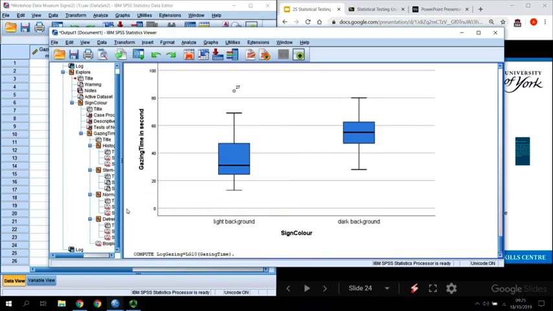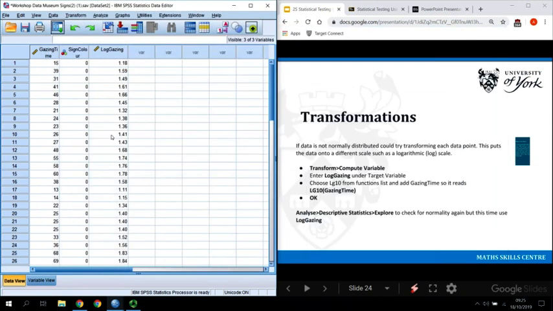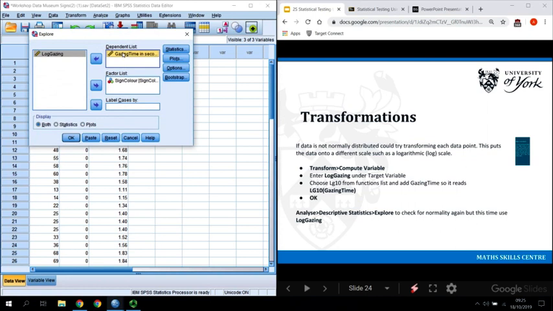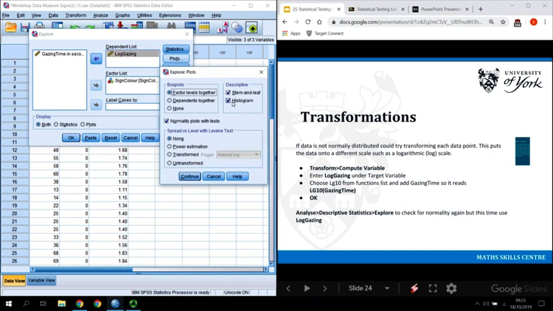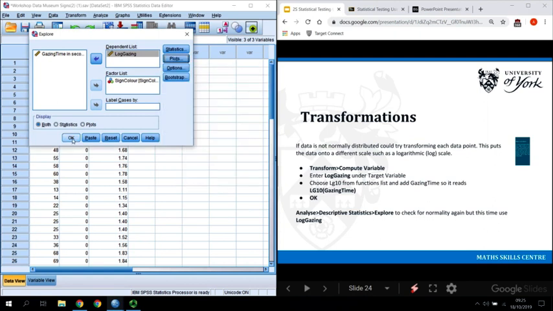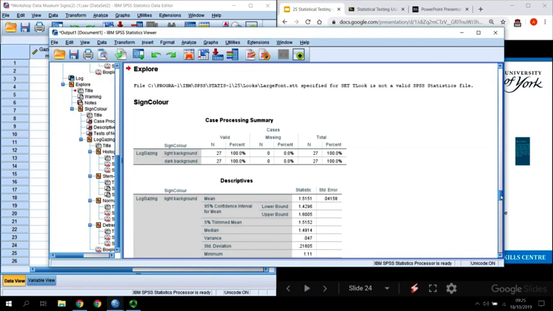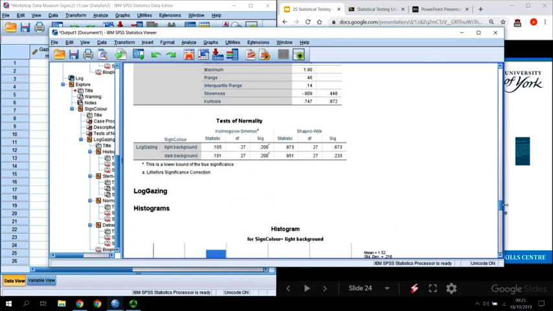When we click OK, we'll get rid of our output window and go back to our data view. You can see there it's taken each of the gazing time values and put it onto a log scale there. So now what we're going to do is test that data for normal distribution. So I'm going to use my recall button to go back to Explore. I'm going to replace the normal data on the normal scale with the log data. I'll just check that I've got my histogram ticked, yep, and my normality plot with test box ticked, yep, I've got that done. And now I've got the same output, but it's for the transformed data.